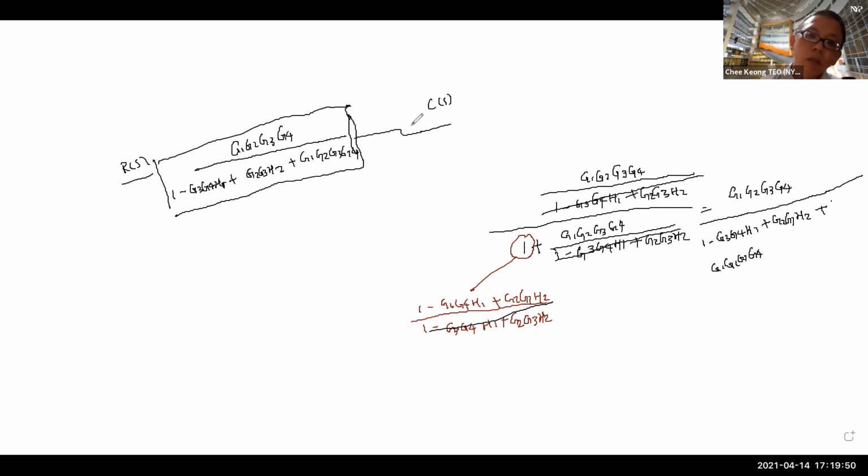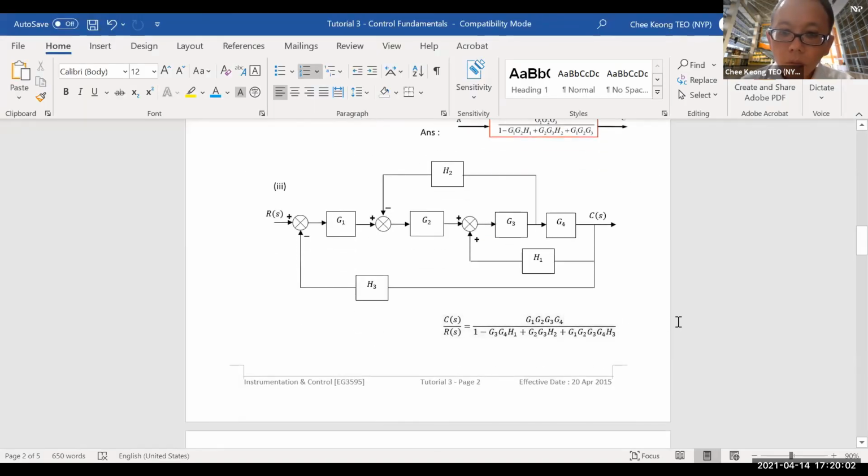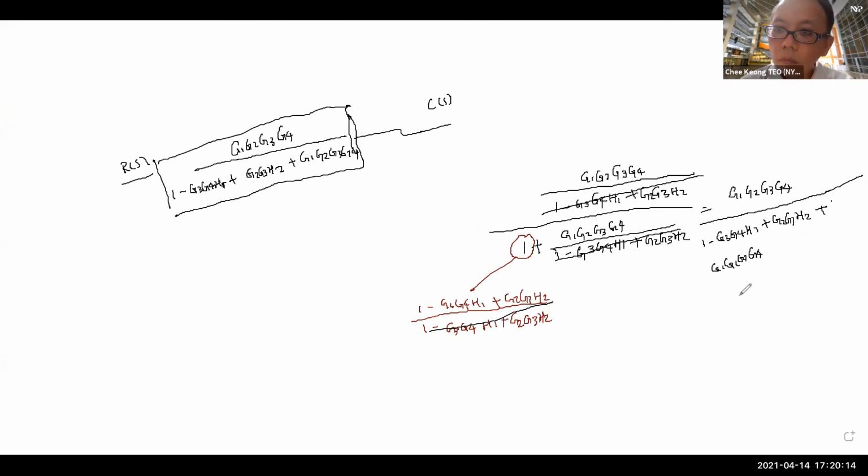Let's take a peek to see whether what we obtained here is the same as the result that was given. Now it looks almost the same. There's another H3. Did we miss any H3? So that's why sometimes you have to be very careful. But anyway, the method that they use is exactly the same as what we have shown. So that's how you simplify and get to the final one.